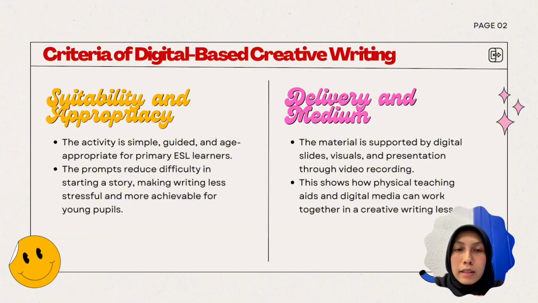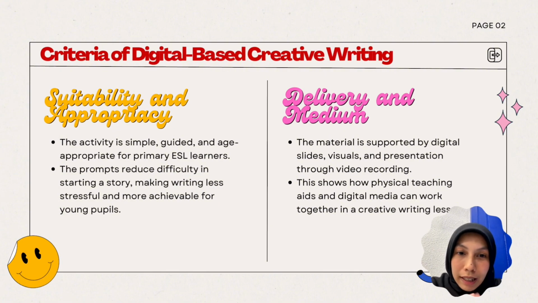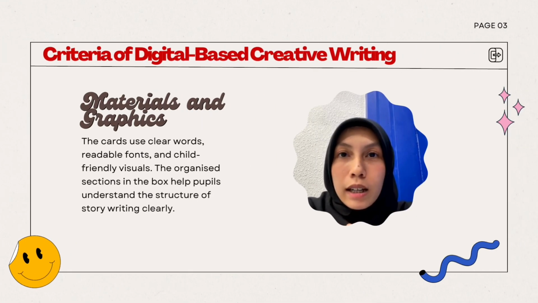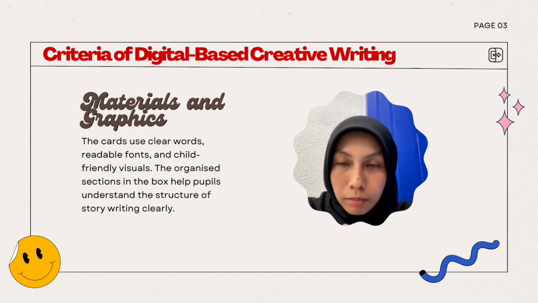Next is the fourth criterion, which is delivery and medium. In this presentation, I use digital slides, pictures, and video explanation to show how the storybox works. This shows how a physical teaching aid can be supported by digital media to make the explanation clearer and more interesting. For the last criterion, I will move on to materials and graphics.